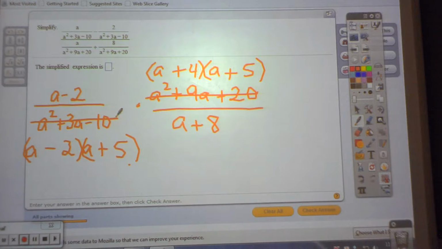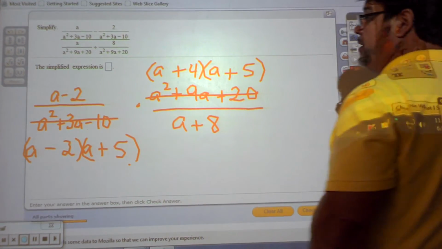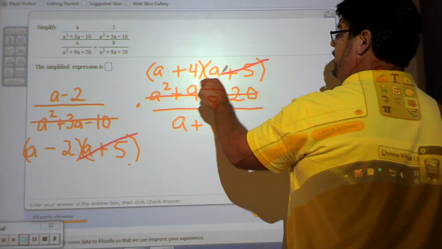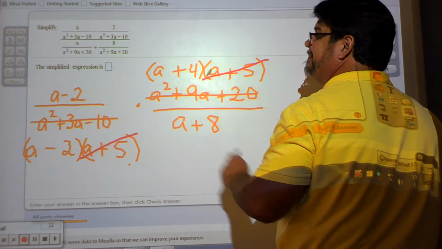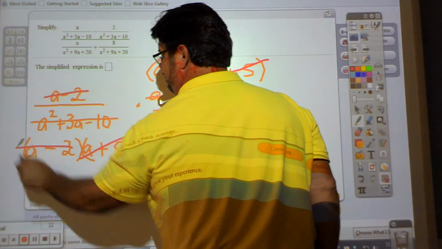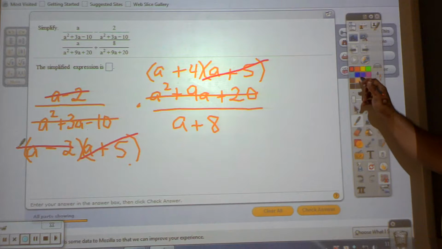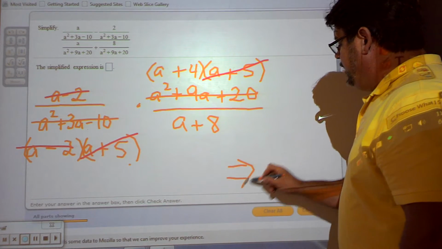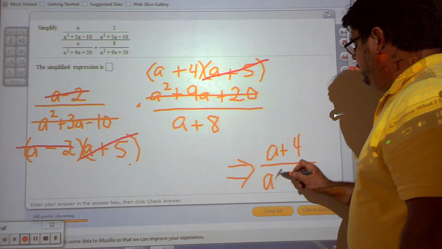All right, so what happens? Let's take our red marker out because we've got to cancel something. What cancels? A plus 5. What else? A minus 2 cancels. So you're left with (A + 4)/(A + 8). And that's it: (A + 4)/(A + 8).